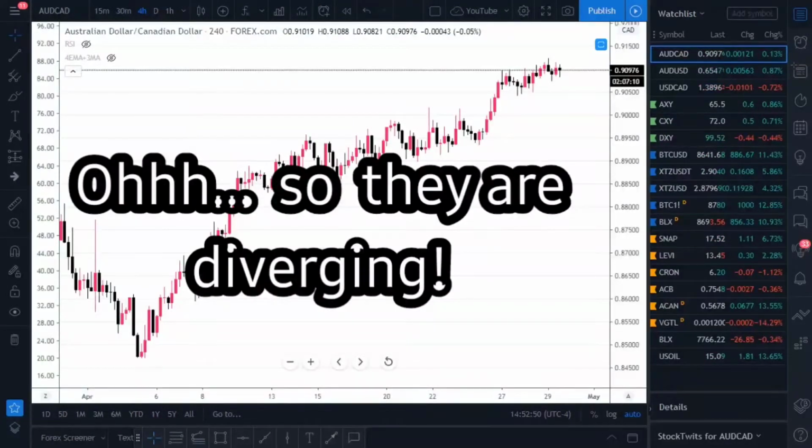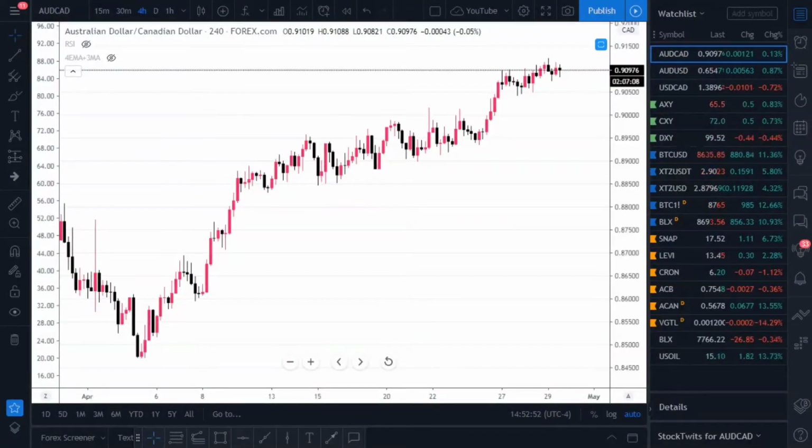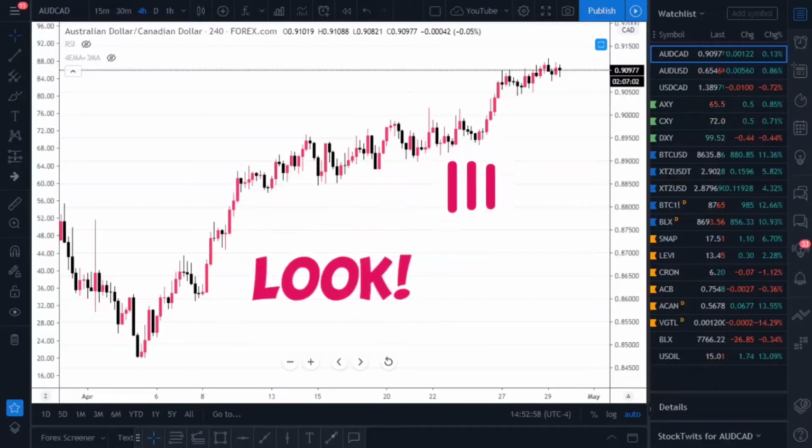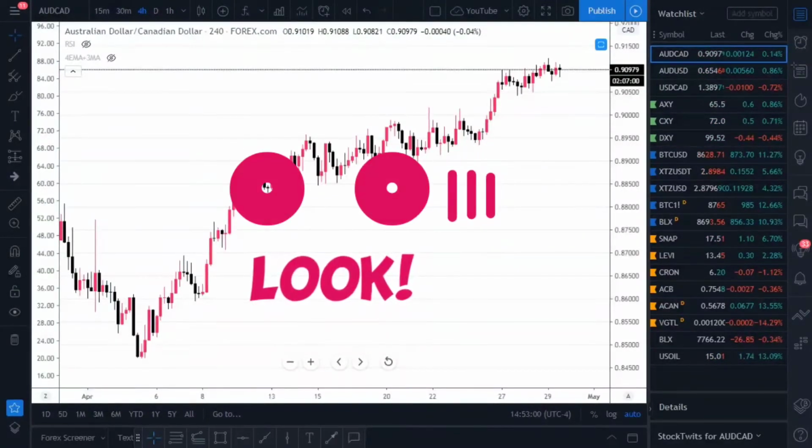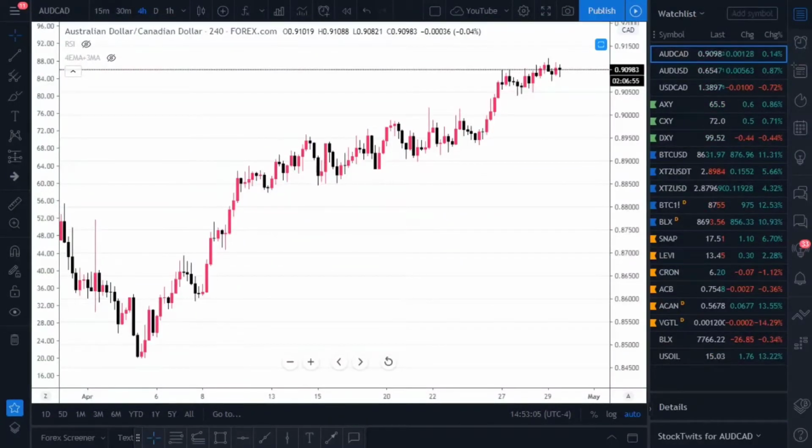Now, divergence trading is a nice tool to use because divergence lets you know that something odd is going on and that you should probably pay a little bit more attention to what's happening in the market. Now, using divergence in your trading can be helpful in finding out when a trend starts to get weak or is making a move to reverse.